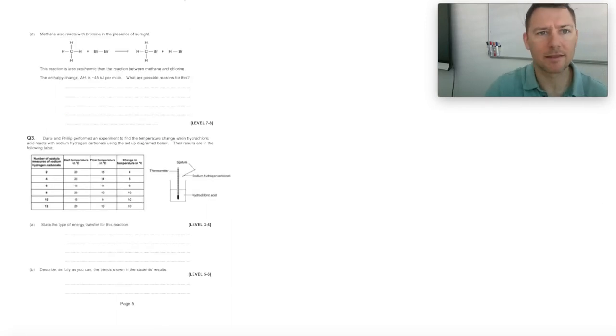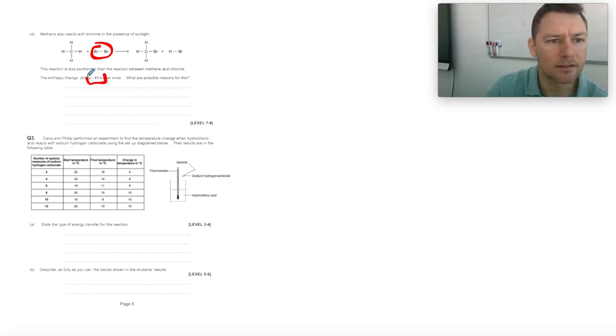On the back, this says, all right, let's do the same sort of thing, but instead of using chlorines, let's use bromines. And they said, let's see, this is this many kilojoules per mole, which is less exothermic than previous, right? On the previous page, we got negative 104 or whatever it was, 103, right? And this one's only negative 45 kilojoules per mole.